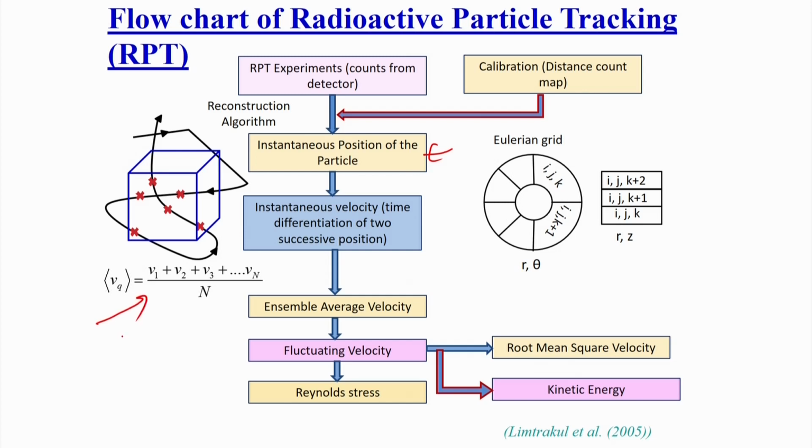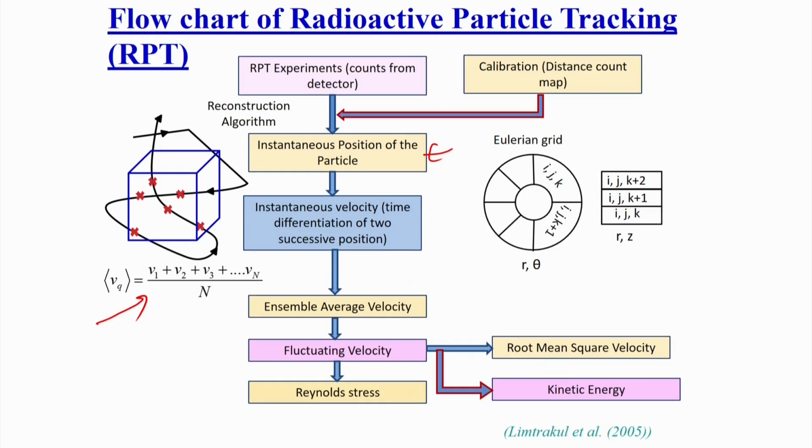Suppose it is visited n number of times, I will add those n particle velocities divided by the total number of times the particle comes in that unit cell. So, I will get the ensemble average velocity of the particle. Once we know that ensemble average velocity, we can subtract the mean minus instantaneous, and I will get the fluctuation velocity.